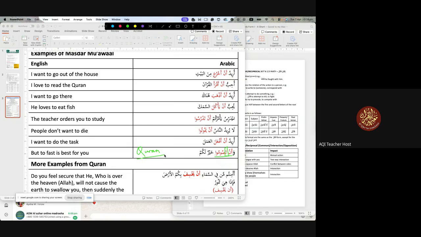It is actually a Quranic verse. The rest are not, they are non-Quranic. For easy understanding, we kept it, and alhamdulillah, it has done the job for you.